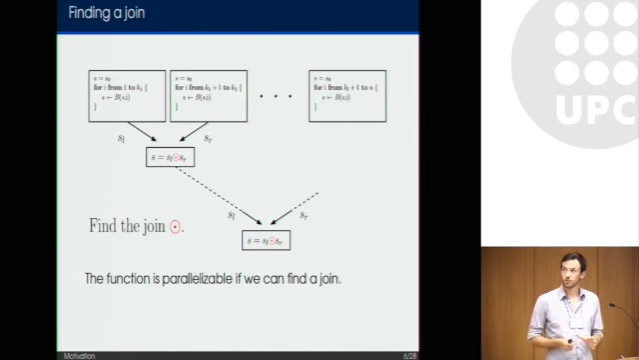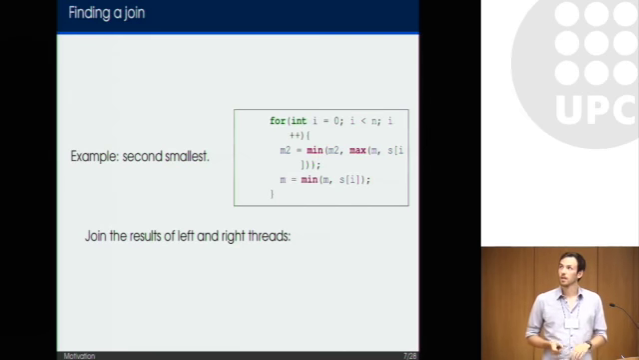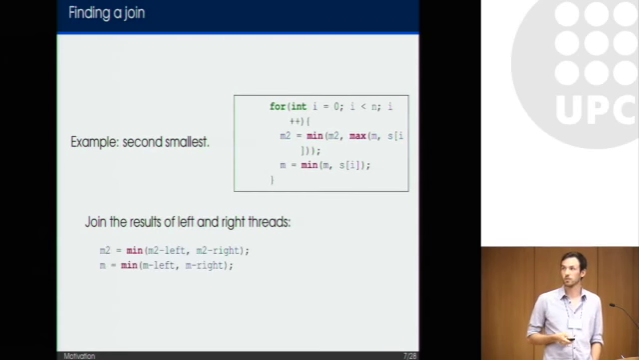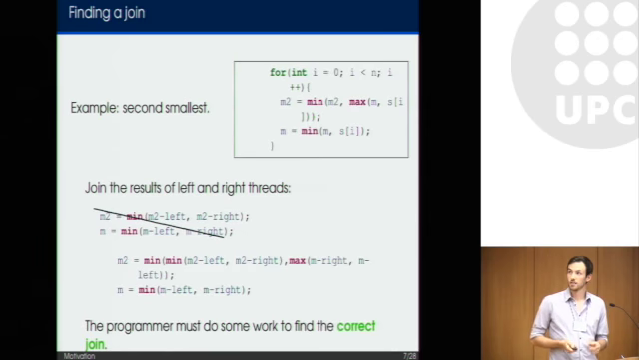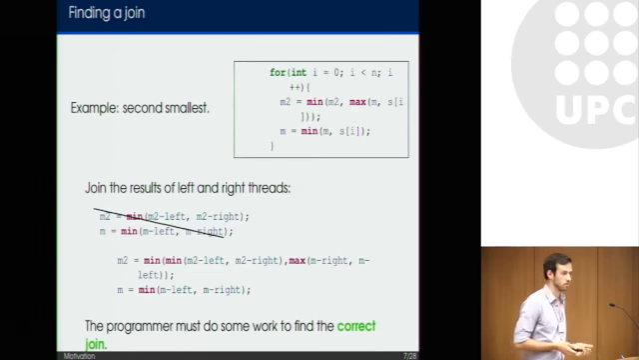So first problem, how can we find a join, and is it really difficult to find a join? We have an example. This loop computes the second smallest element of an array S, and then we could think of a simple join, which takes simply the minimum of what the right thread has computed and the left thread has computed. But this is not the correct solution. And believe me, this is the correct solution, a bit more complicated.